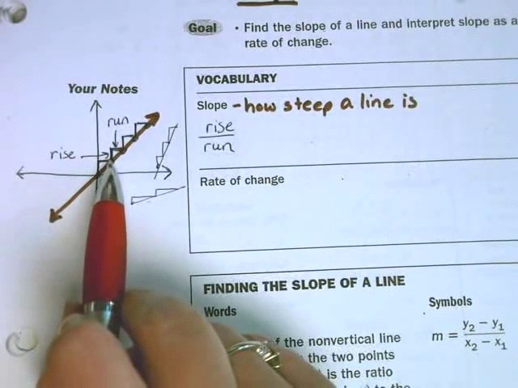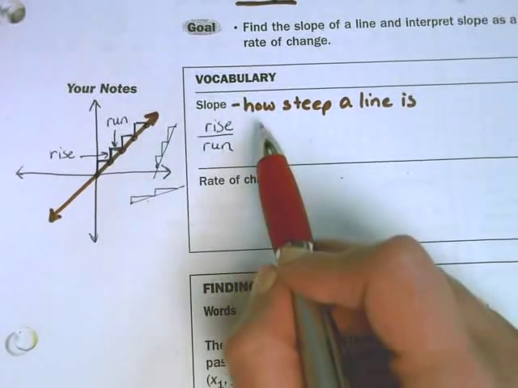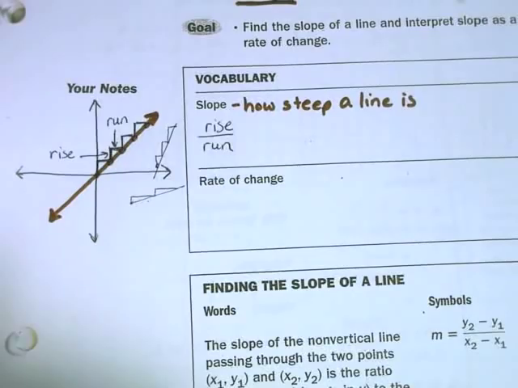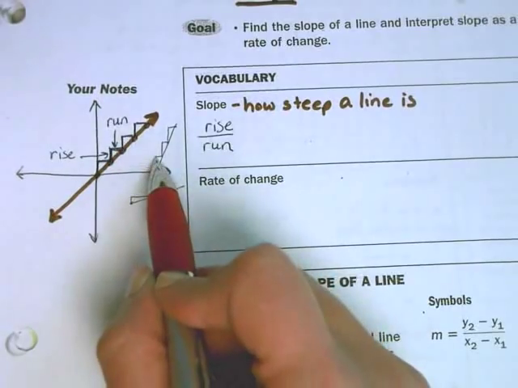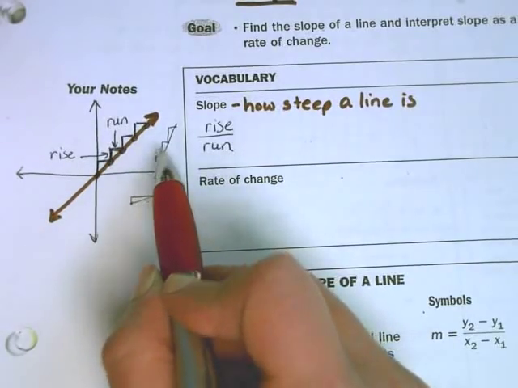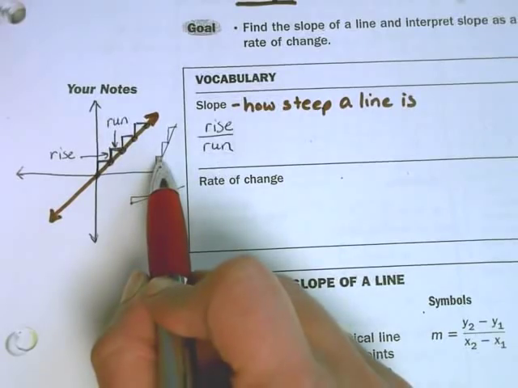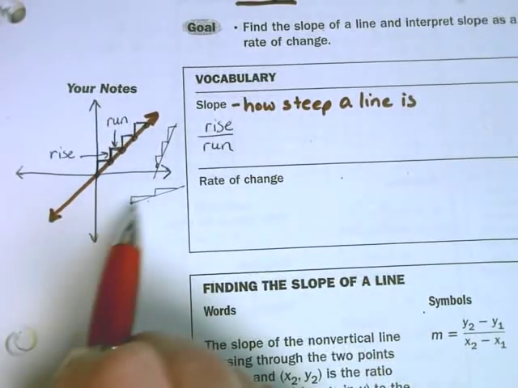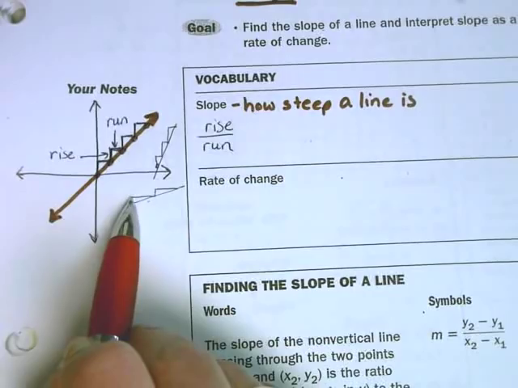So if I went up 1 and over 1, my slope would be 1 divided by 1, or just 1. If I went up 2 and over 1, my rise would be 2 over 1, or 2. It would be a steeper slope. Maybe here I'd go up 1 and over 4.